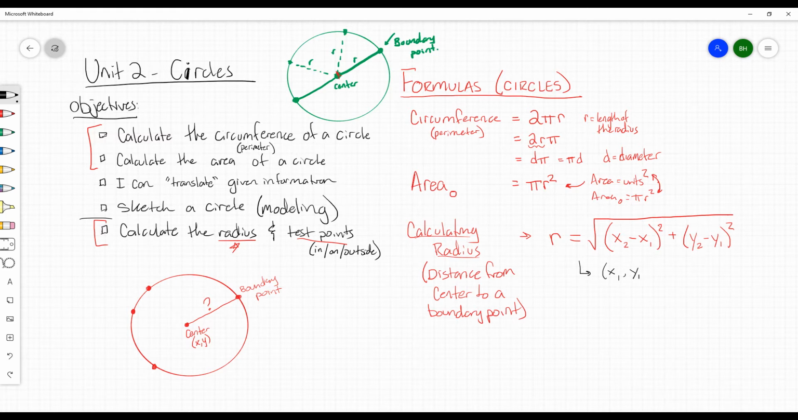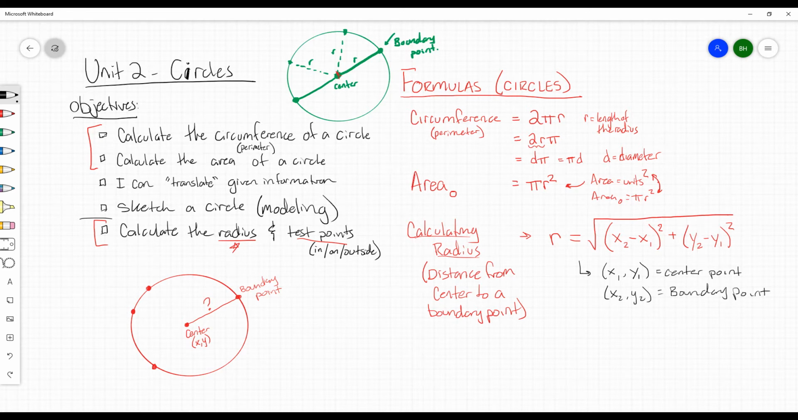x1, y1 is actually our center. I'm going to refer to it as the center point. And then our x2, y2 will be whatever our boundary point is. Okay, so you can go ahead and look at that and compare it, or you can solve for that using the distance formula.